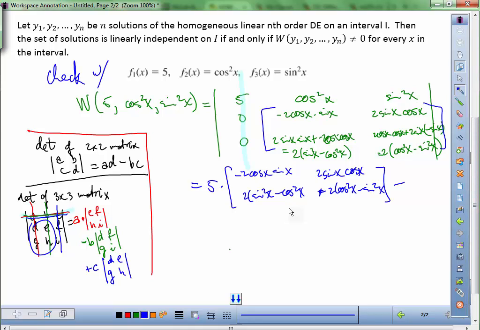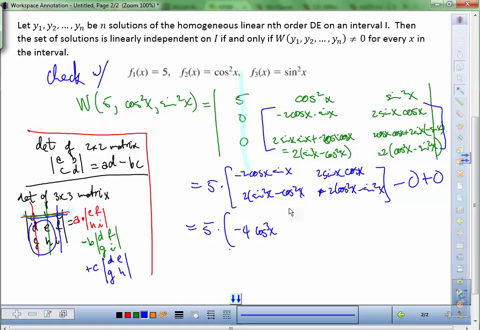And then if we continue to expand, our second term here will be 0 times something, and I don't care what that something is anymore because I'm multiplying it by 0. And then plus 0 times something else that again would equal 0. So we go back to finding a determinant of a 2 by 2 matrix, and so we have 5 times, and this looks like it's going to be, let's call it a minus 4, and I'll distribute.